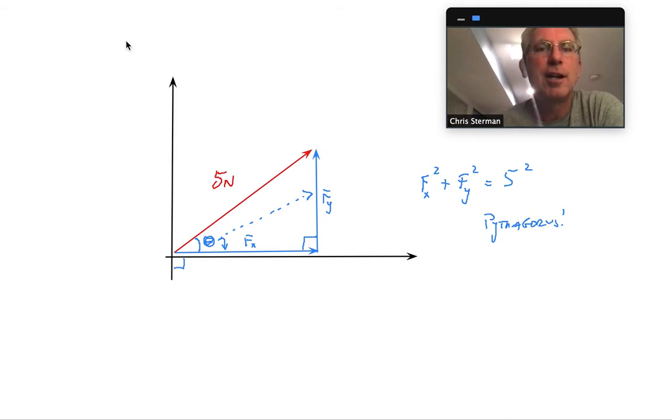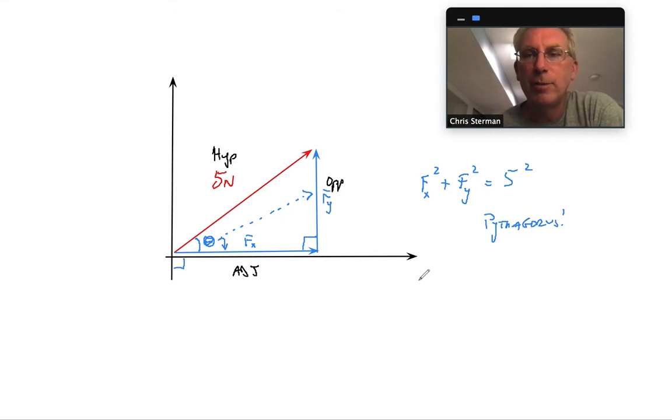So let's change colors here. My 5 newtons is my hypotenuse. My f of y is my opposite side. And my f of x is my adjacent side. So some of you who've had trig before know that the sine of that angle is equal to the opposite side, which is f of y in this case, over my hypotenuse, which is 5. So it's opposite over hypotenuse.